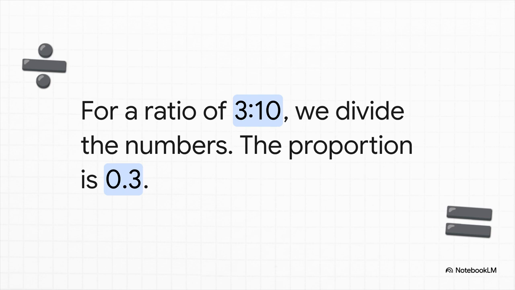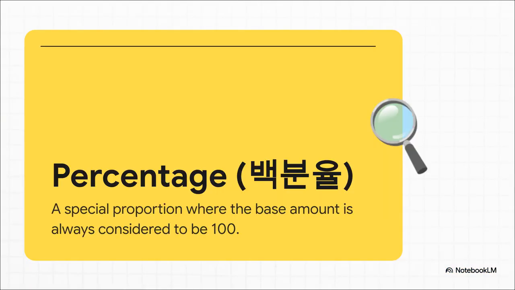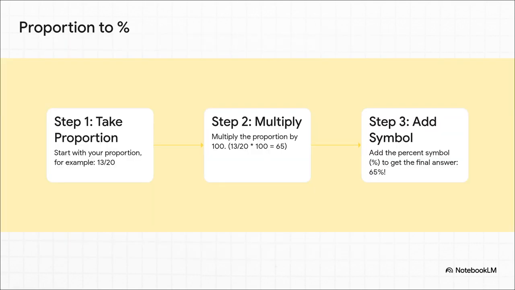Simple as that. Now, a number like 0.3 is useful, for sure, but it's not always the easiest thing for our brains to grab onto. So we came up with a brilliant little upgrade to make comparing things even easier for everybody. And that, of course, is the percentage. A percentage is really just a special kind of proportion, where we agree that the base amount is always 100. This is amazing because it puts everything on the same scale. It creates this universal language for comparison that everyone instantly understands. And getting there is incredibly easy.